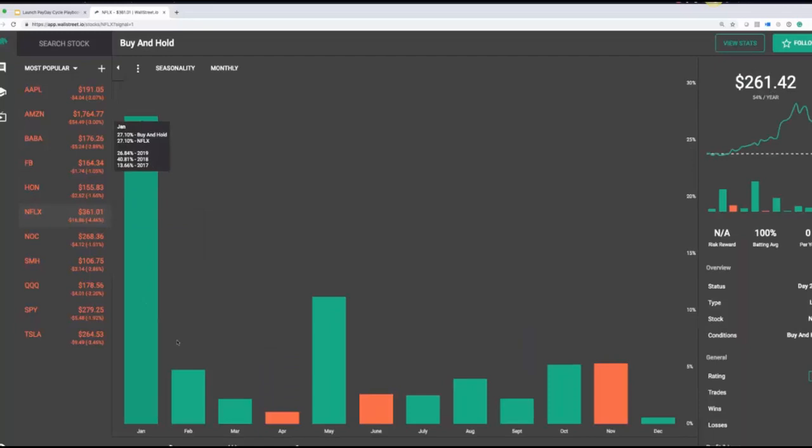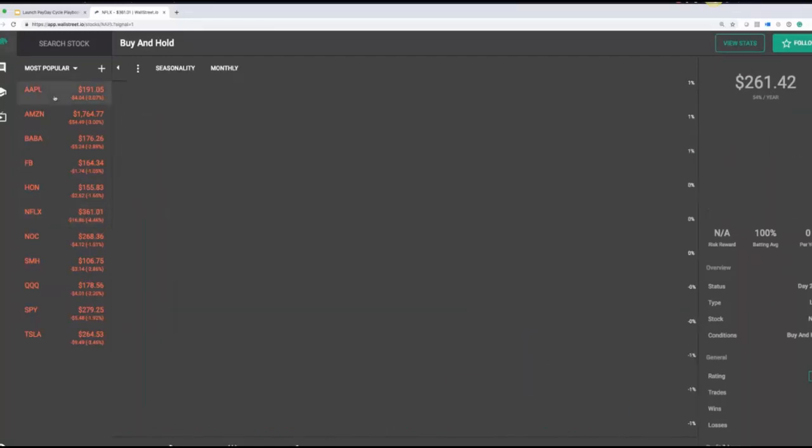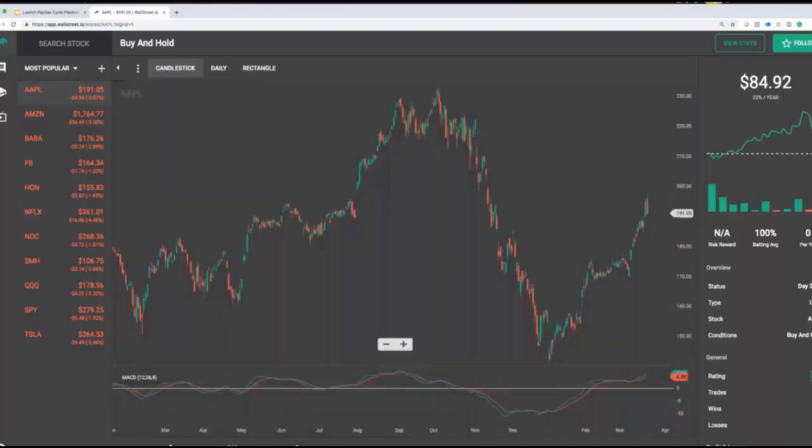So like I said, we have seasonality for all 8,000 stocks and ETFs in our database. There you have it. There's Netflix seasonality. And as a member, you'll be able to look up any of these.